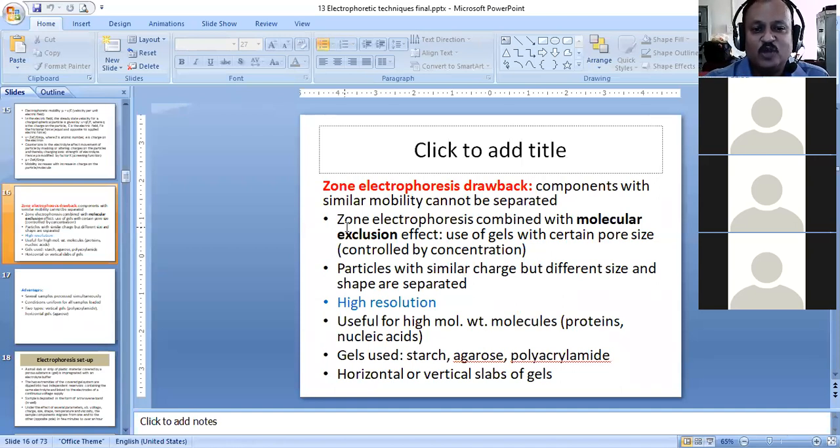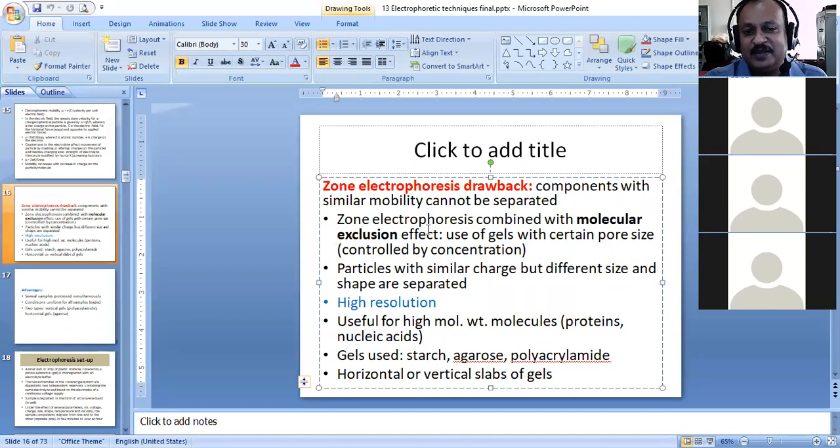म्हणून मग आपण काय करतो की zone electrophoresis is combined with molecular exclusion effect, that is the sieving effect, right? The gel actually is helping us to separate the particles on the basis of the size, not just the charge. ही जे blue color मध्ये मी दिलेले आहे, that is the term high resolution. What is high resolution? High resolution separation means that particles which are very similar to each other can still be separated using zone electrophoresis. Okay, preferably if we are using a gel.